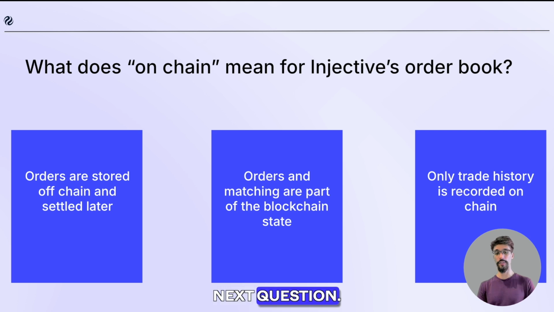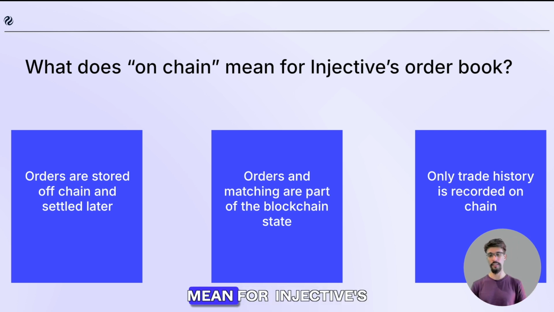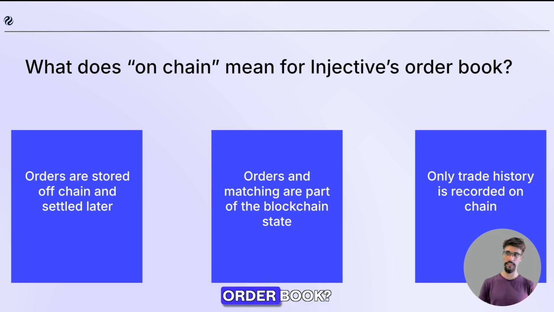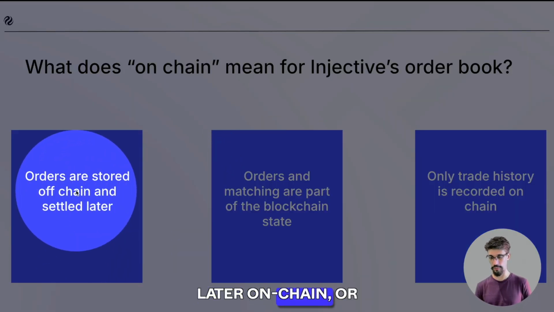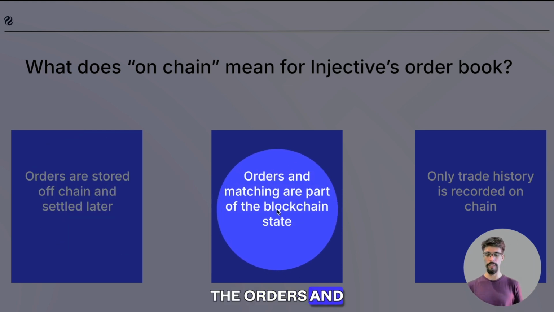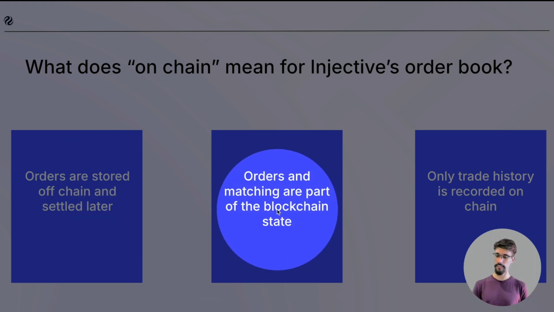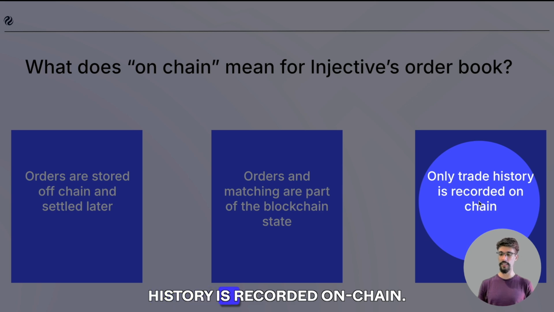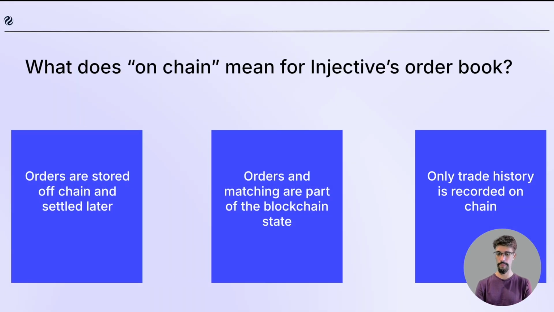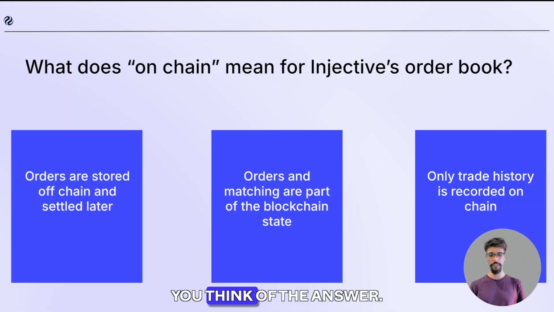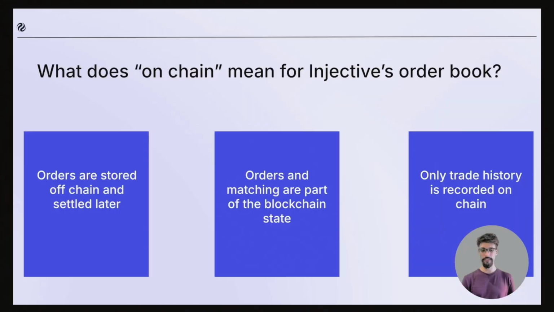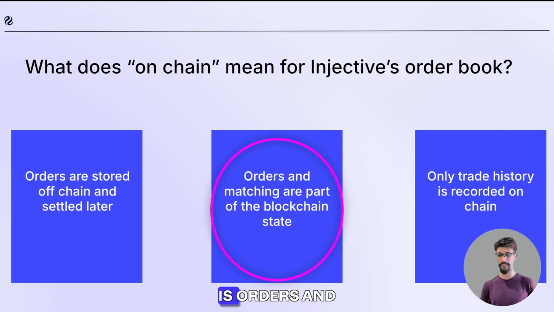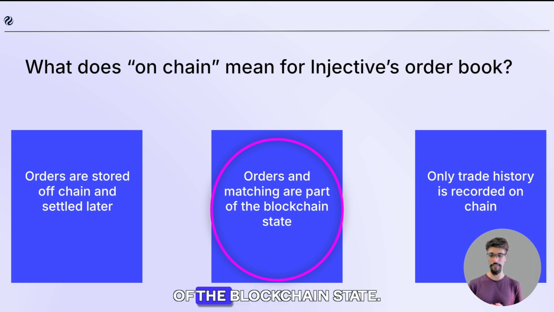All right. Next question. What does on-chain mean for Injective's order book? The options are the orders are stored off-chain and settled later on-chain, or the orders and matching are part of the blockchain state itself, or only trade history is recorded on-chain. I'll pause for a bit while you think of the answer. And the answer is orders and matching are part of the blockchain state.